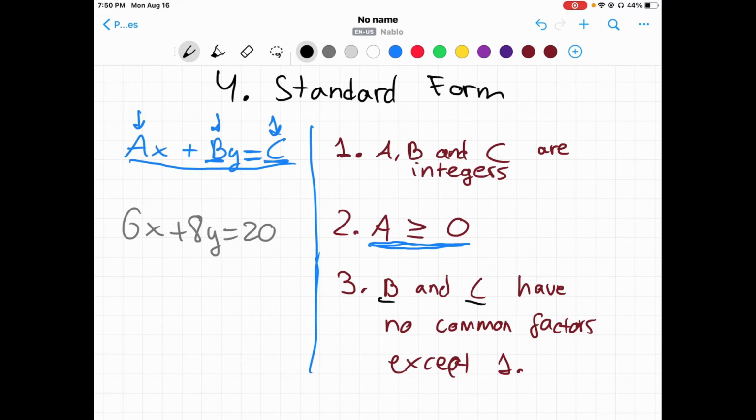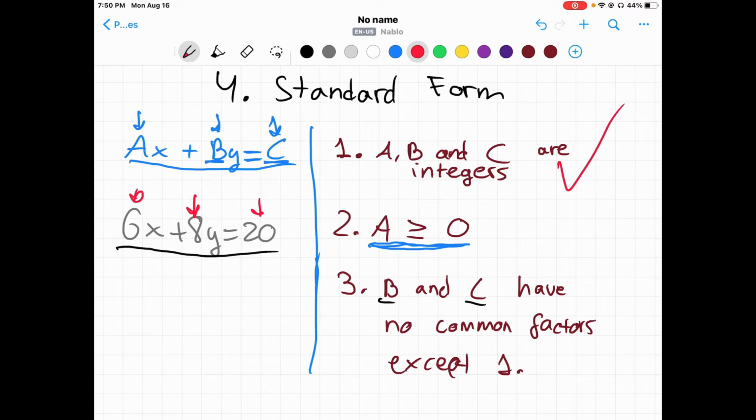Now let's take a look at an example here, and we have 6x plus 8y equals 20. So A would be 6, B would be 8, C would be 20. They're all integers. A is 6, so it's a non-negative number. And B and C, 8 and 20, have no common factors except 1. So this follows the 3 rules, and now I'm going to teach you how to find the x and y intercepts from this equation. First, we're going to turn it into slope-intercept form once again and go from there.